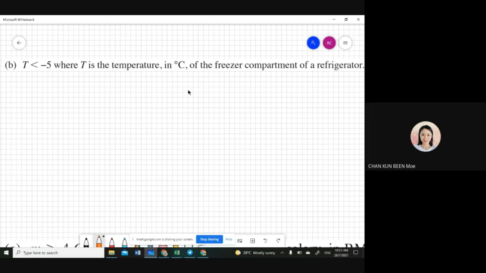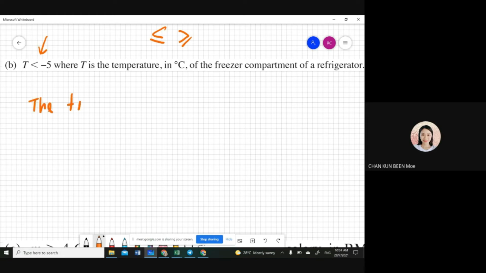So how do we give the situation, or how do we write down the situation? Okay, we are going to use the word, because of this, this is less than, right? So there's not much choice as the less than or equal to, or greater than or equal to, because this one is less than. So what you can say is the temperature of the freezer compartment of the refrigerator is less than -5 degrees Celsius. Okay, I write down for you to see.